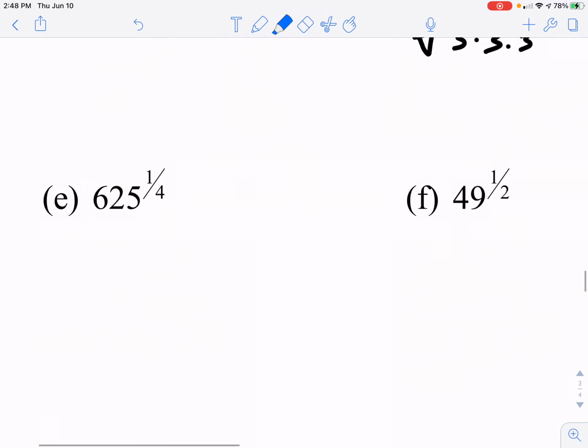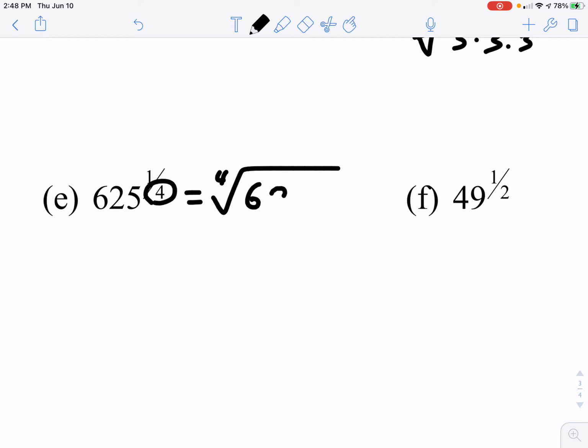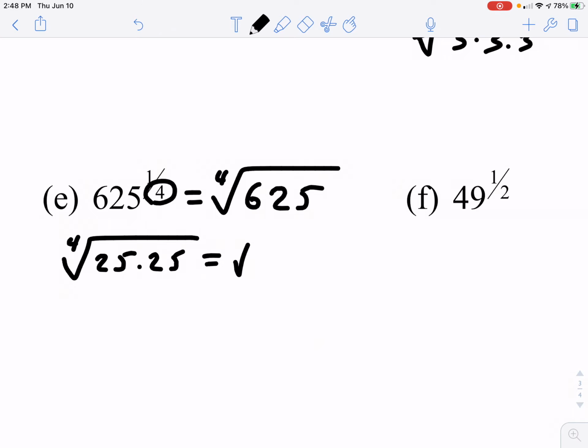Letter E, 625 to the 1/4 power, that is the 4th root of 625. And, well, 625 can be broken down into 25 times 25. But that can be broken down into 5 times 5 times 5 times 5. So what number times itself 4 times gives you 625? Well, that would be 5.